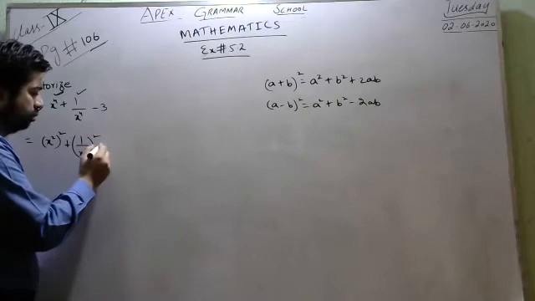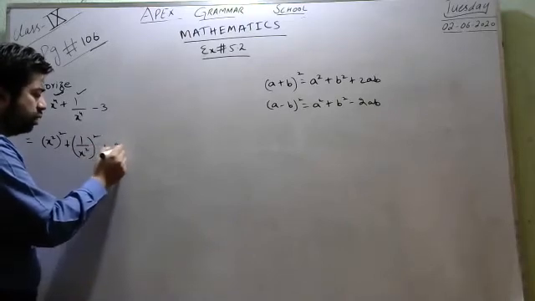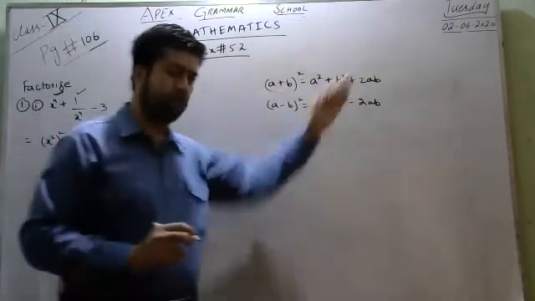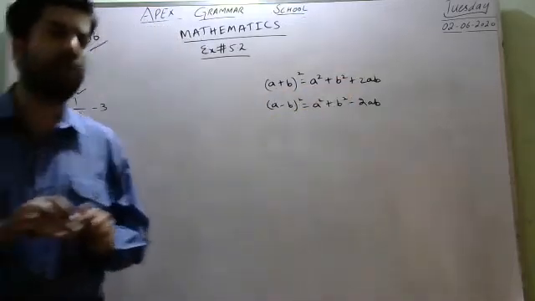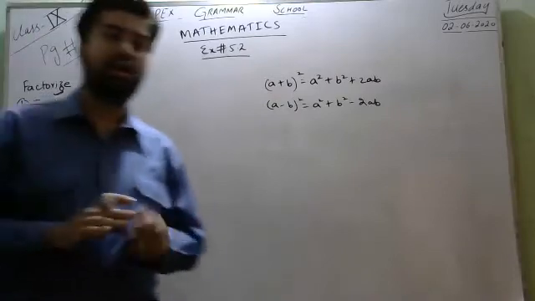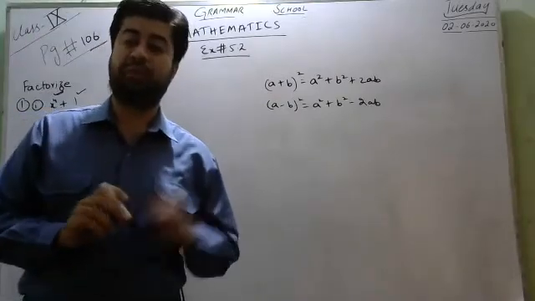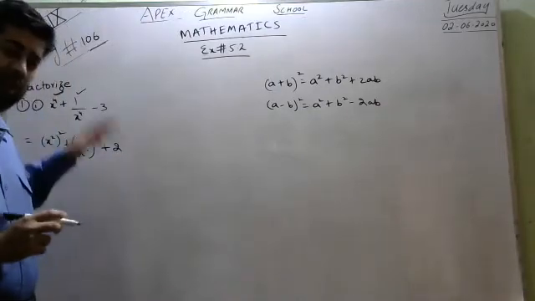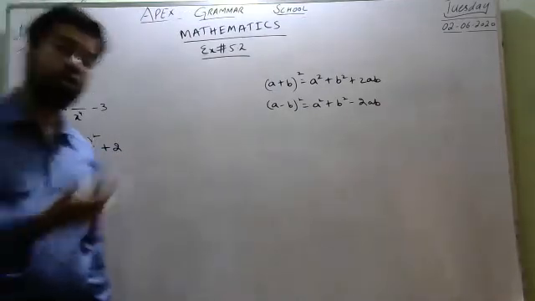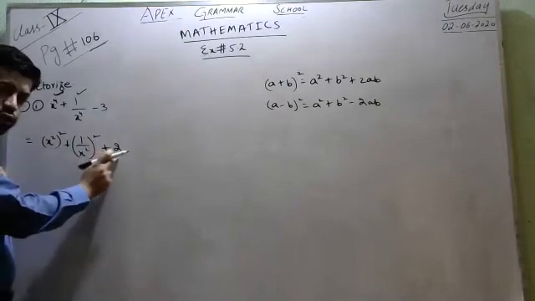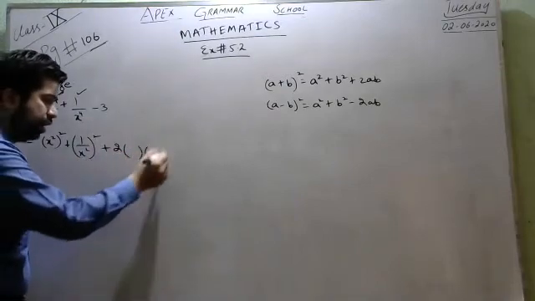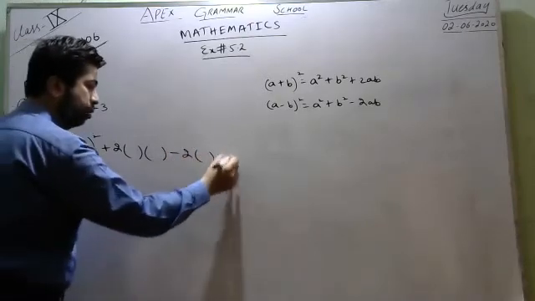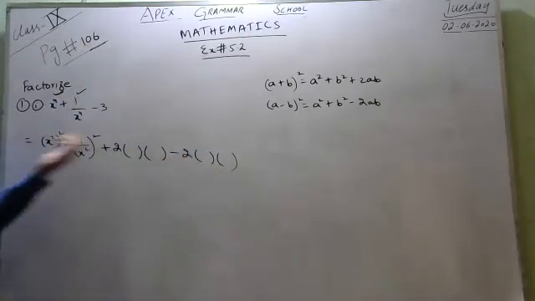I am going to make, like a square plus b square plus 2ab, that formula forcefully. By adding plus 2ab and minus 2ab, this will not affect this equation. How? You can see plus 2ab and then minus 2ab. This will not affect this equation.